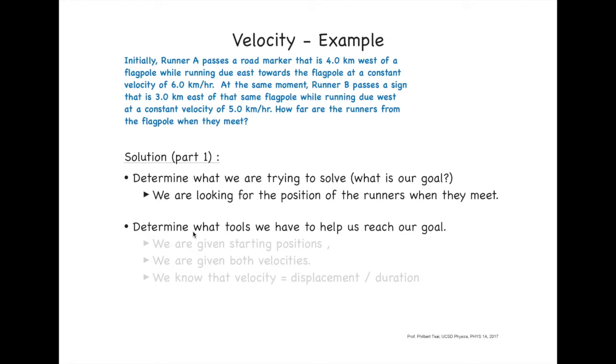Next thing to look at is what tools do we have, right? We want to be explicit about what things we are given. We're given starting positions, starting velocities, and we look for any equations that would be relevant, meaning that they help us work with these given things and help us reach our goal, which is a position. Right? So we're going to be looking for something that relates positions, displacements, and time.